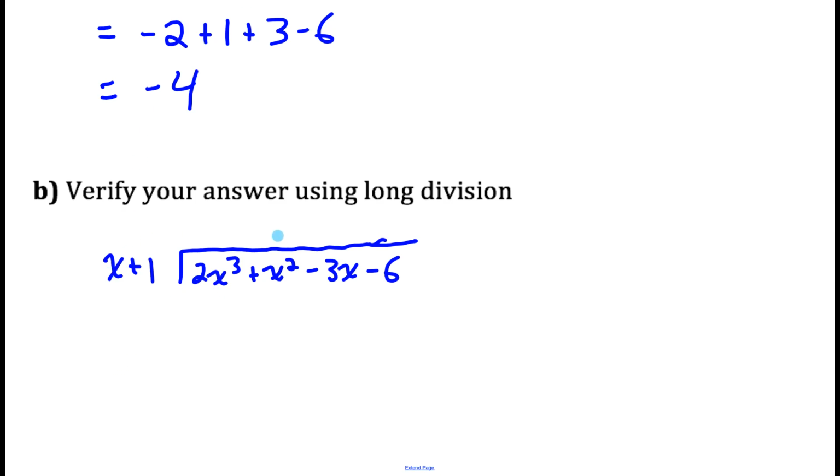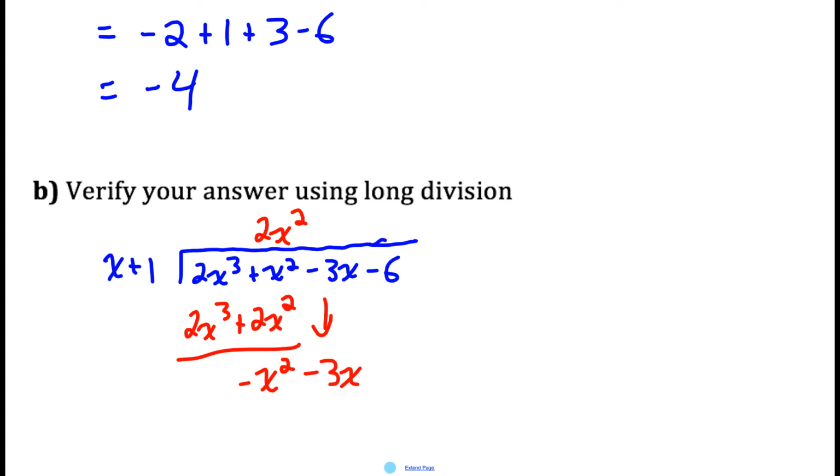2x cubed divided by x is 2x squared. Multiply, I would get 2x cubed plus 2x squared. Do my subtraction of like terms, I would get negative x squared. Bring this one down, and repeat the process.